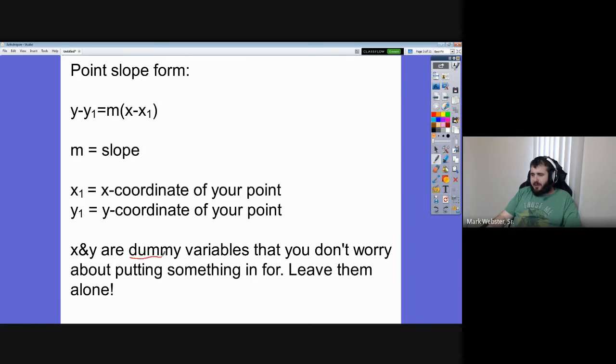So the term dummy variables I actually learned when I was in college from a chemistry TA.